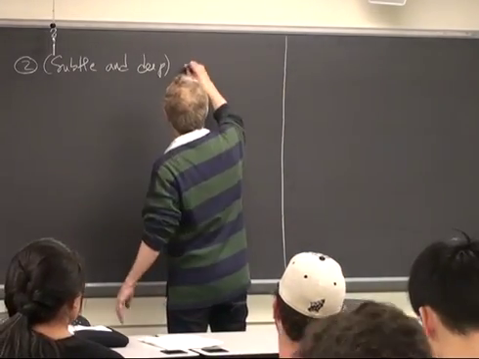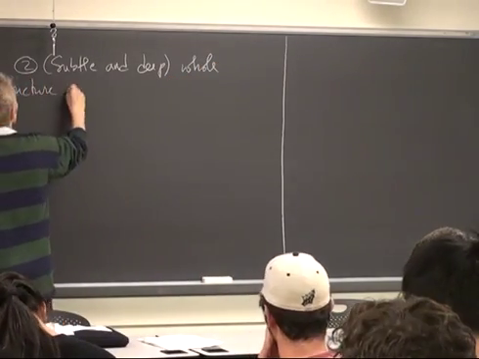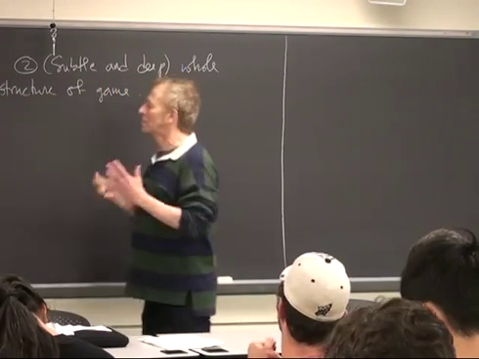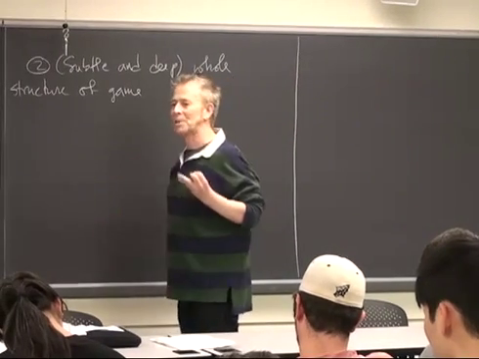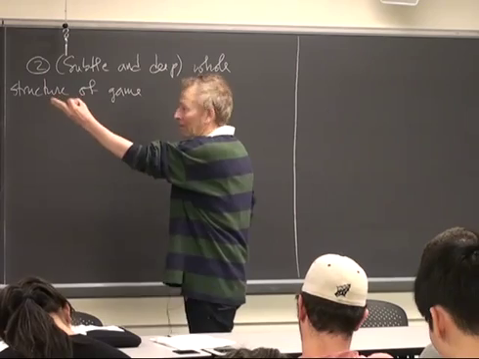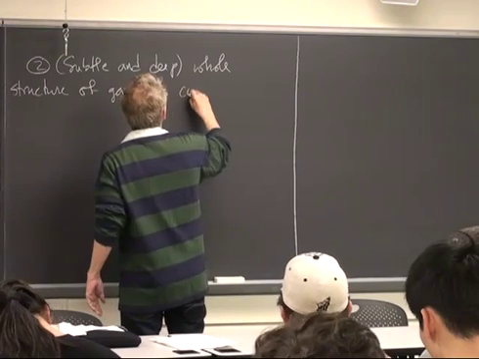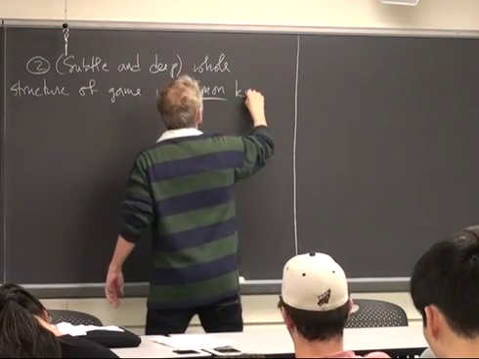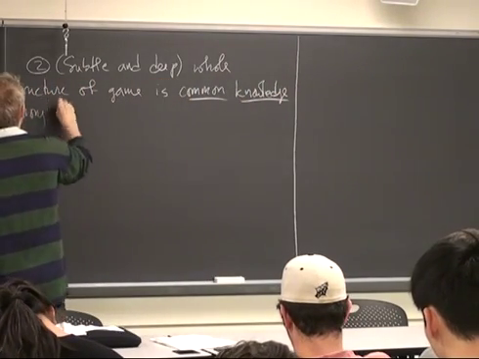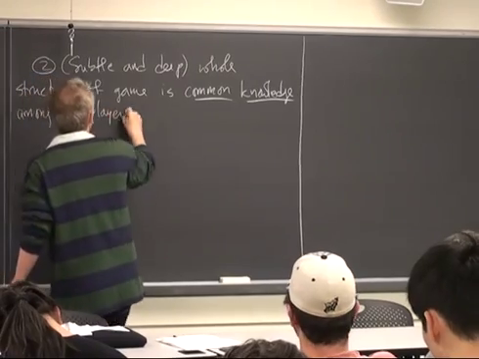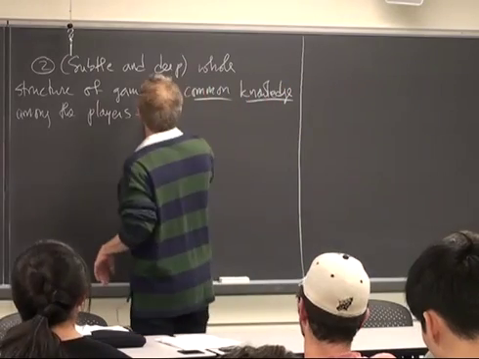That everything here, the whole structure of the game, and what do I mean by the whole structure of the game? I mean the number of players and their identities, or whatever, the action spaces for each player, the payoff functions for all the players. All those things is what's called common knowledge among the players. What does that mean?